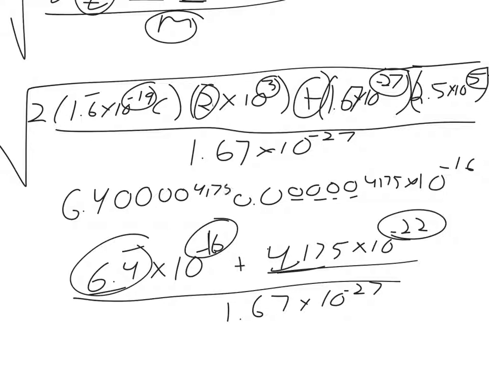See how that doesn't make any difference? It's still 6.4, all right? So I don't really care. This term is eliminated by sig figs.